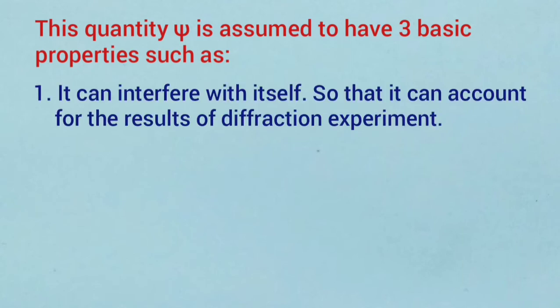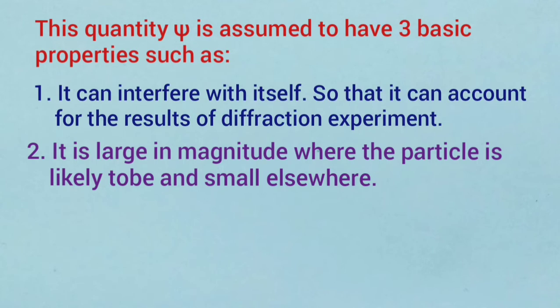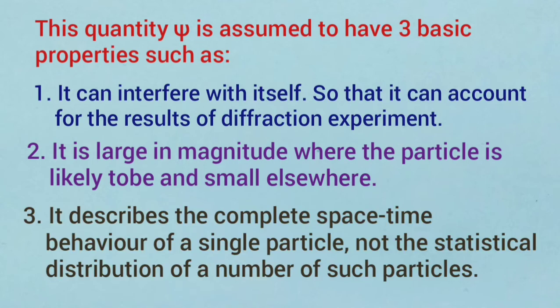This quantity psi is assumed to have three basic properties. It can interfere with itself, so that it can account for the results of the diffraction experiment. You can follow this experiment in more detail in my previous lecture. See the link in the description box. It is large in magnitude where the particle is likely to be, and small elsewhere. It describes the complete space-time behavior of a single particle, not the statistical distribution of a number of such particles.